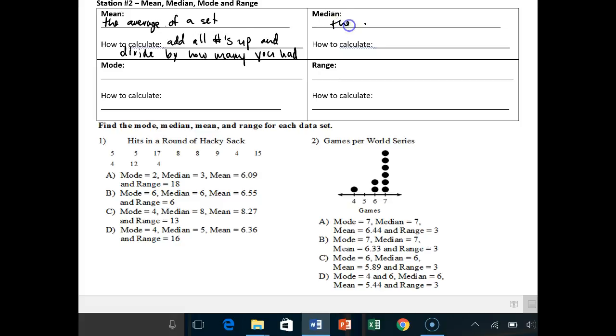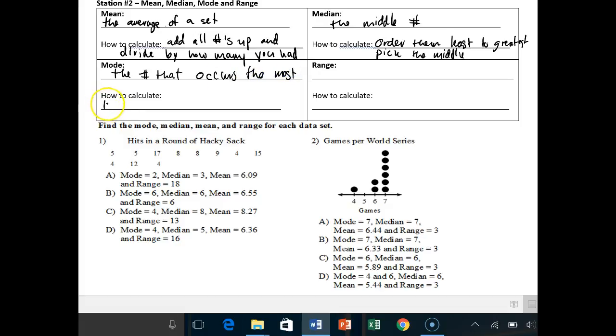Median is the middle number. You order them from least to greatest, and then you pick the middle. If there are two numbers, you have to add them up and divide by 2, but pick the middle. The mode is the number that occurs the most, and there's no real way to calculate this. This is just look for the one that occurs the most.